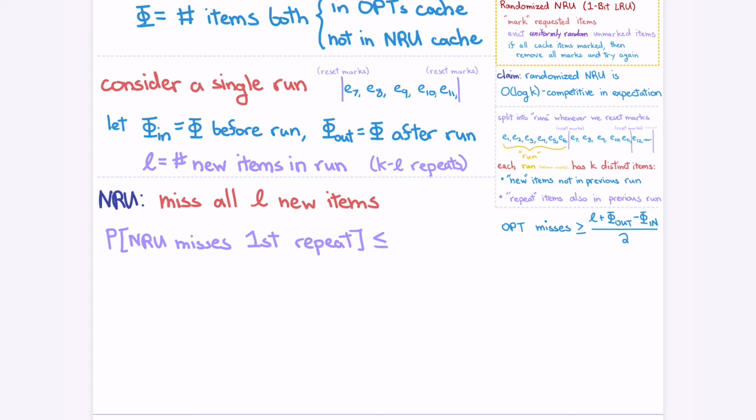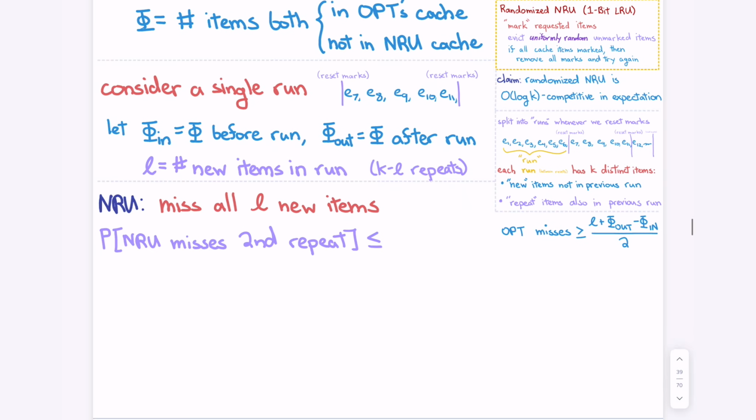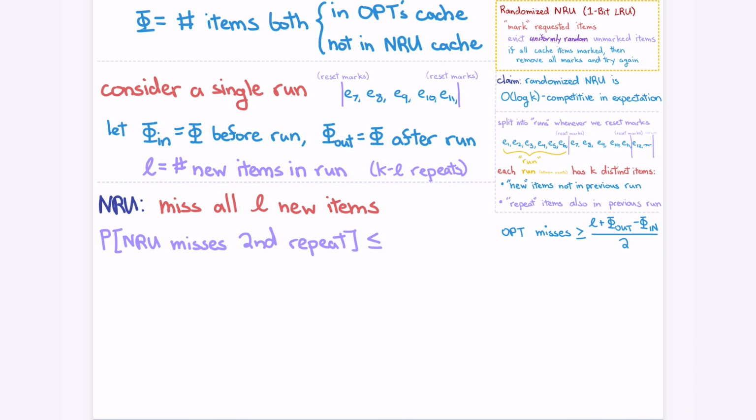L over K. So you've kicked out L, but they're chosen randomly out of K. So you have an L over K chance of getting kicked out. At most. That's in the worst case if all L new items came first. In general, there's at most L items that came first. Okay. What are the odds that it's going to miss the second repeat item, bounded by?